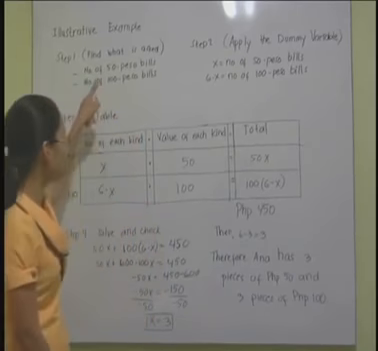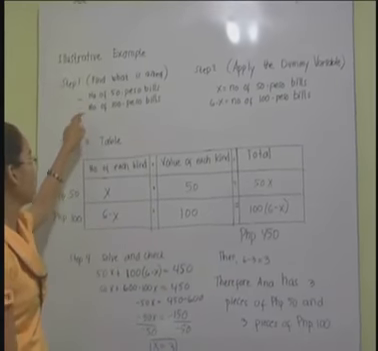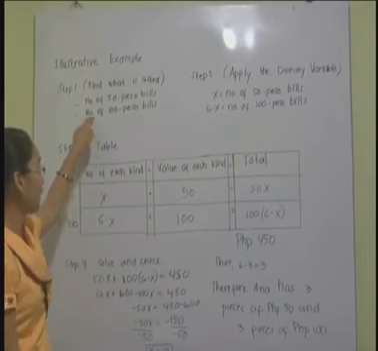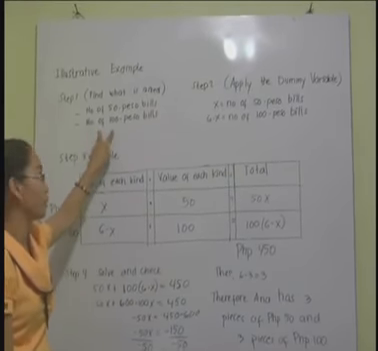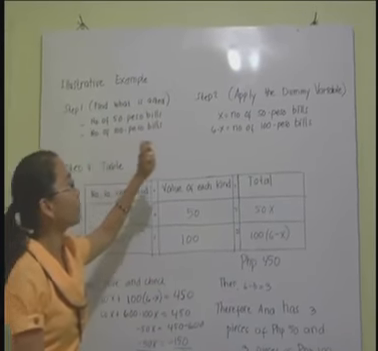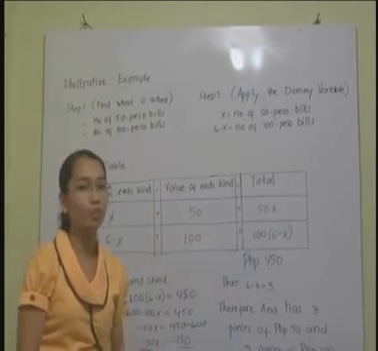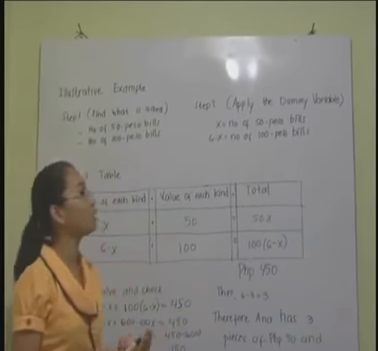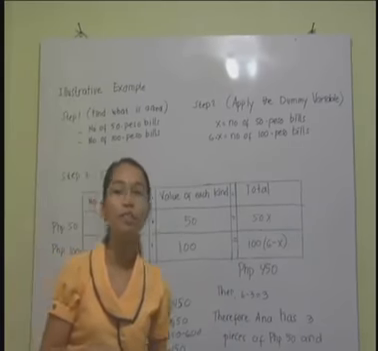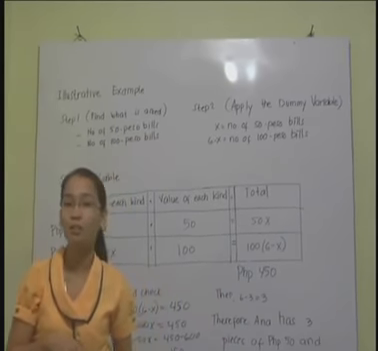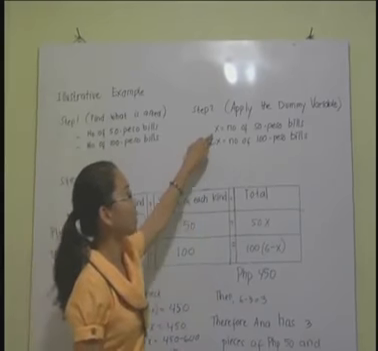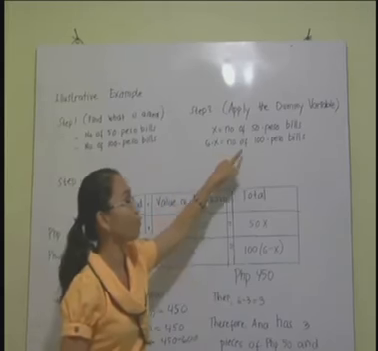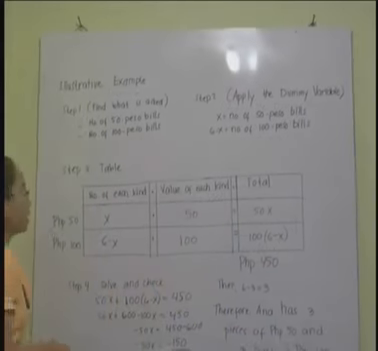Step 1, that is F, stands for find what is asked. We are asked to find the number of 50 peso bills and the number of 100 peso bills. Now step 2, we apply dummy variable. Because we don't know the number of 50 peso bills and 100 peso bills, but we know that the total number of 50 and 100 peso bills is 6, we let x be the number of 50 peso bills and 6 minus x the number of 100 peso bills.